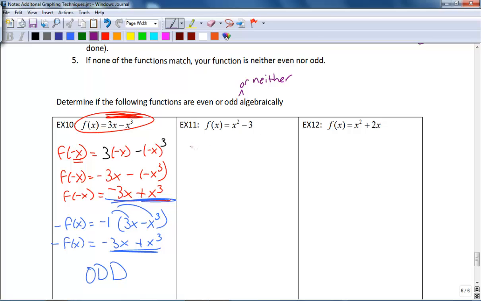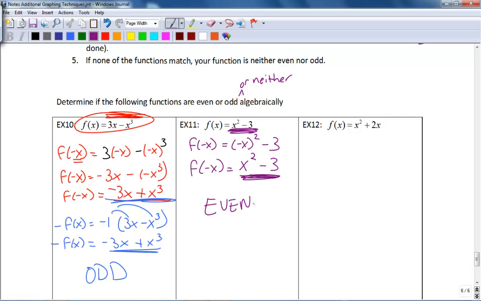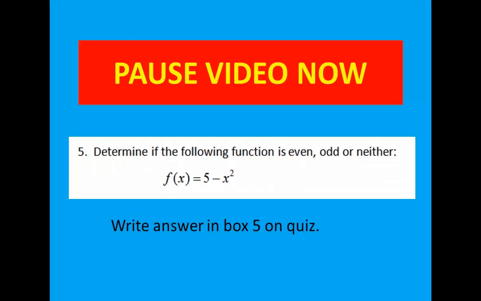So let's look at the next one. First thing I do, I find f of negative x. So I'm plugging in a negative x in place of my x. So I write negative x squared minus 3. Clean this up. F of negative x is equal to, well, a negative x squared ends up just being positive because I'm squaring it, minus 3. Does this function match my original function? Yes, they're exactly the same. F of negative x is now the same as f of x. Because they're exactly the same, I am an even function. Since I found out I'm even, I'm all done. I move on to the next problem.